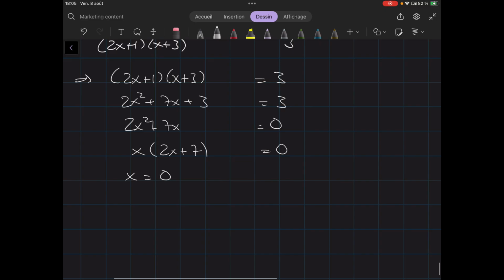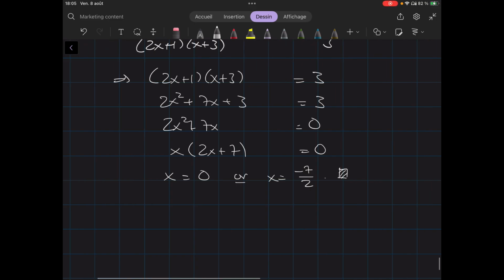So x is either 0 or negative 7 by 2. This is a long question, and this is the level of algebraic fluency that I'm expecting from AAHL students if you are to get a 7. Question 6.